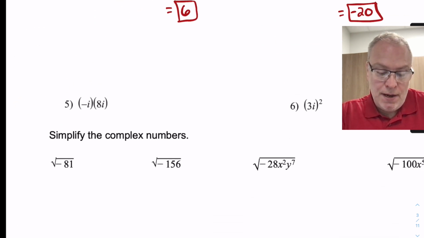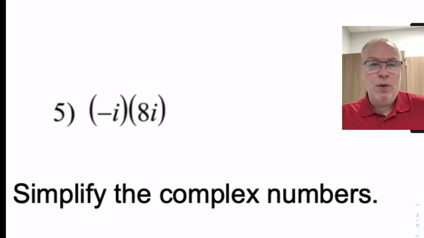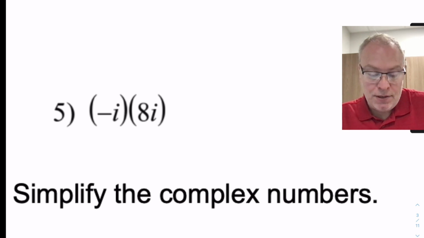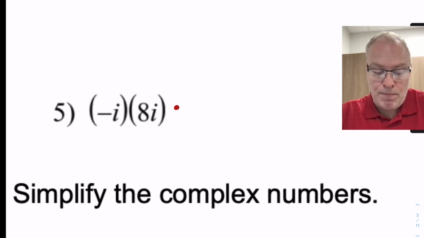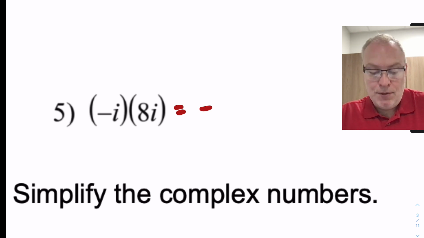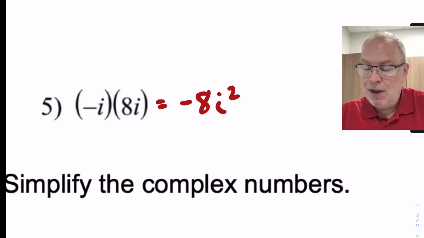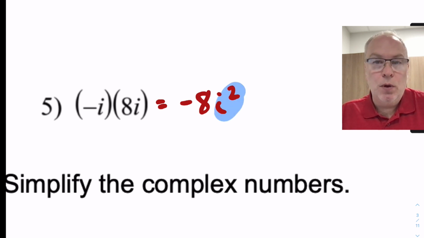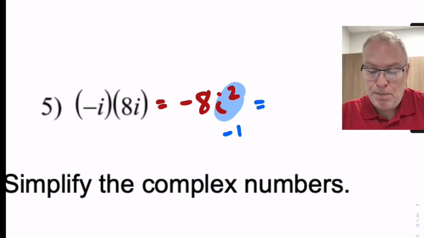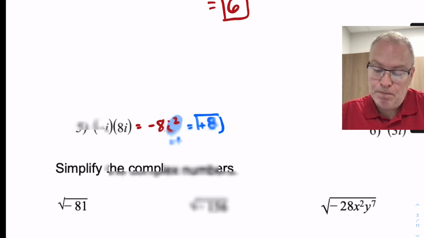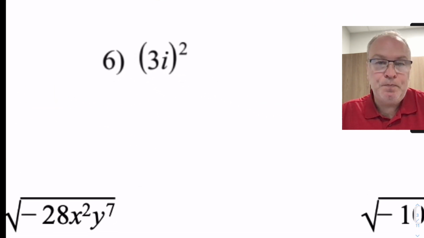All right, moving on. Number 5, we have a -i times a +8i. So what's a negative times a positive? Sign first. Negative. And then what's 1 times 8? 8. And then we have i squared. Now anytime you have an i squared in here, you replace it with -1. So this becomes -8 times -1, which is +8 in the end.